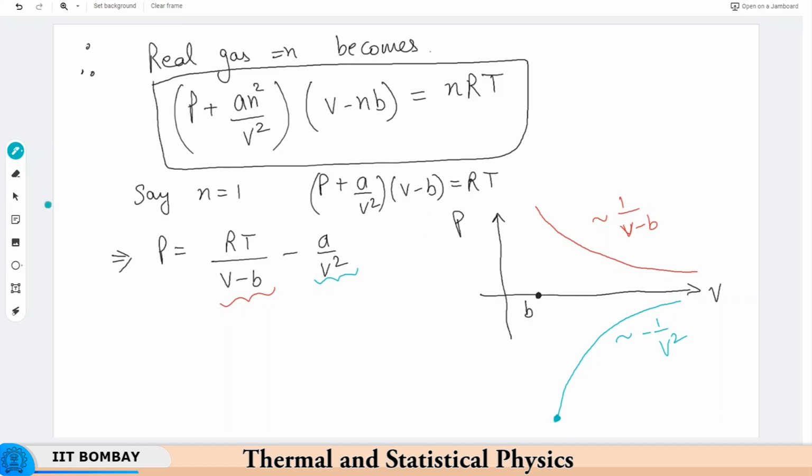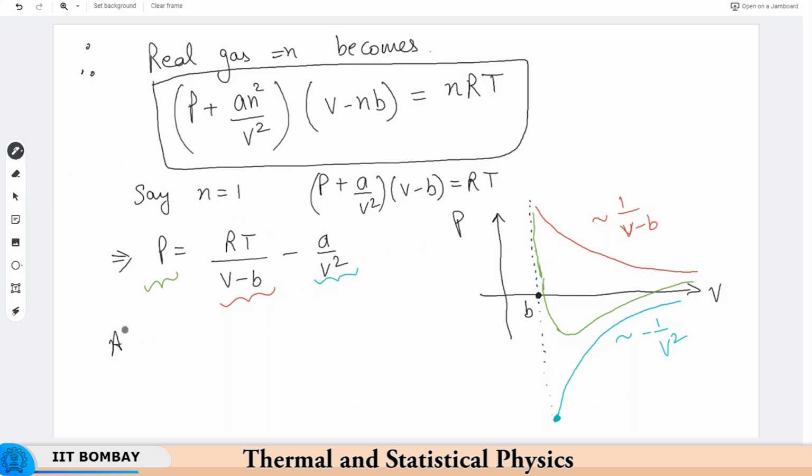And if I plot the whole thing with green color, the sum of these two functions will look something like this. It will go down, but it will abruptly start increasing, and this is how it will look roughly. And this is where it will diverge.